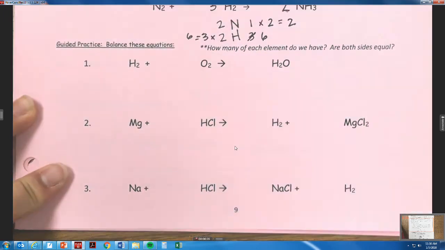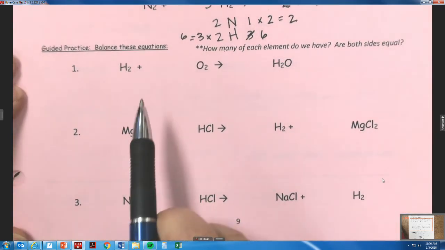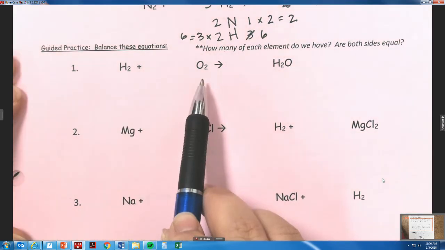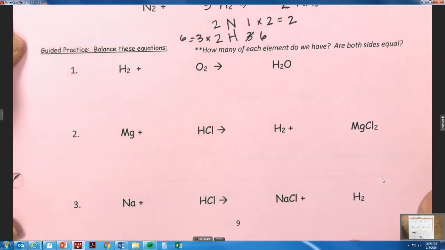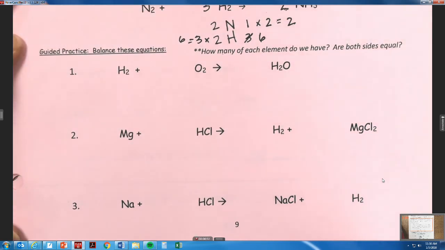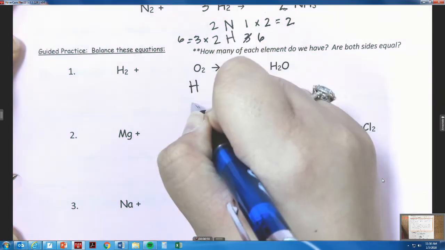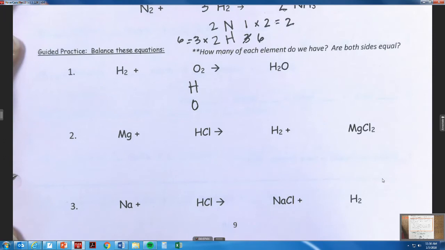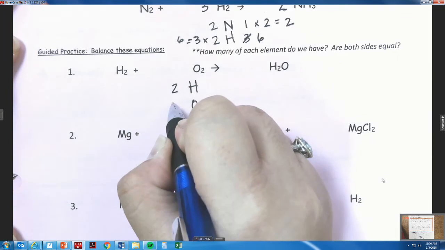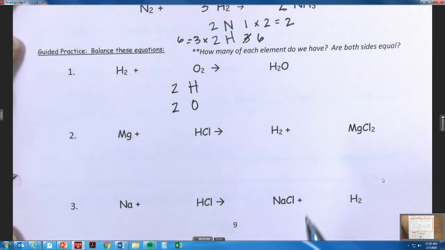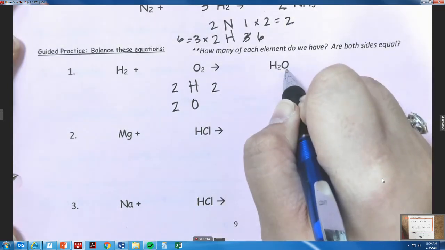Okay, so number 1 for guided practice. I have H2 plus O2 yields H2O. Again, I already have an equation, so there's no need to do step 1. Step 2, count the number of atoms I have. So I have hydrogen and I have oxygen. On my reactant side, I have 2 hydrogens. On my reactant side, I have 2 oxygens as well. On my product side, I have 2 hydrogens and only 1 oxygen.